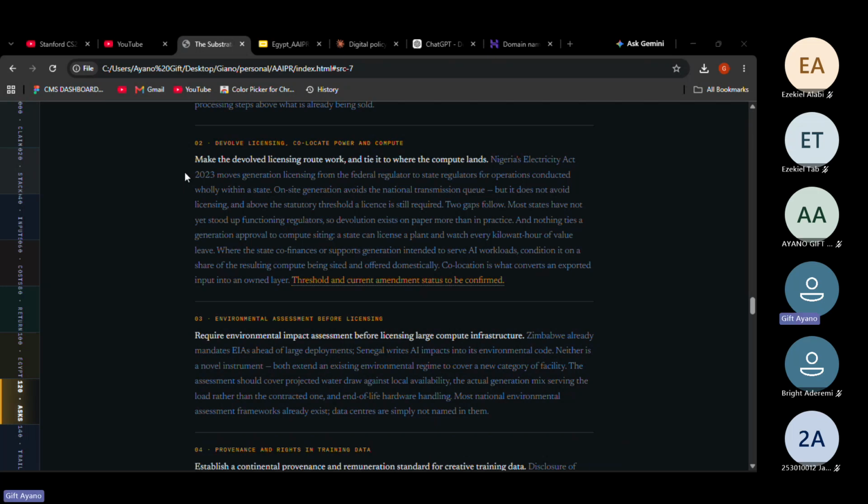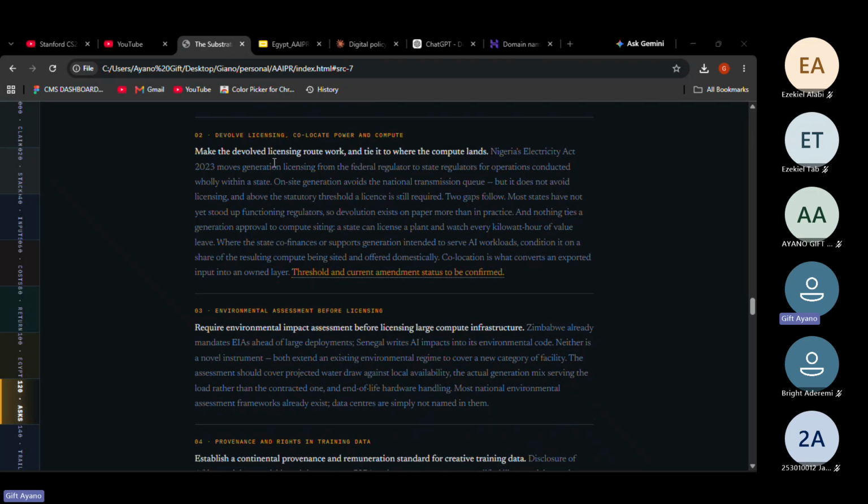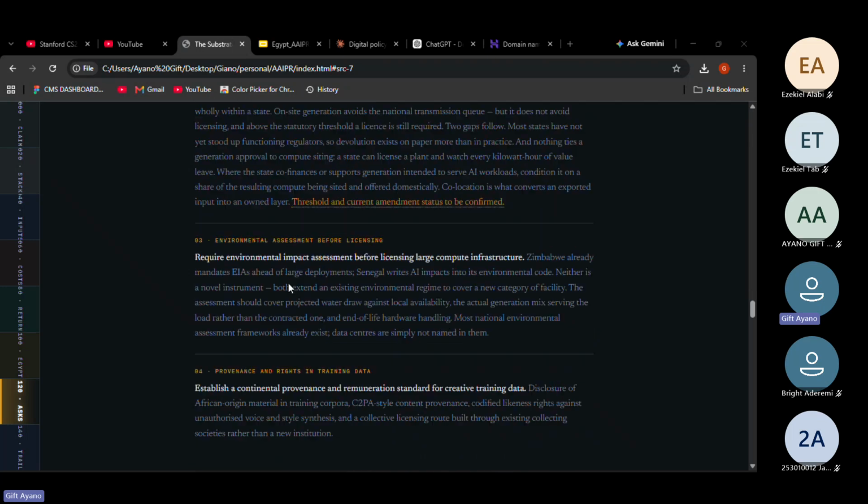Encouraging our local companies to come into this space and build data centers. This law will also go a long way in helping them. I don't know how best to explain that. I think I've tried. Also, environmental assessment before licensing.